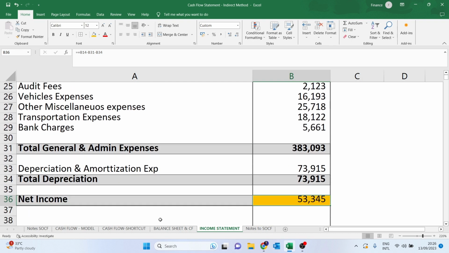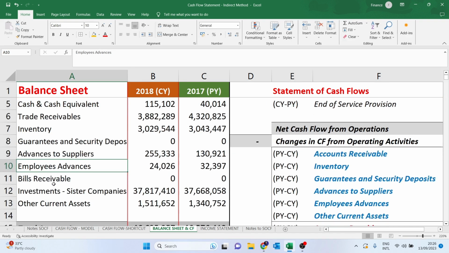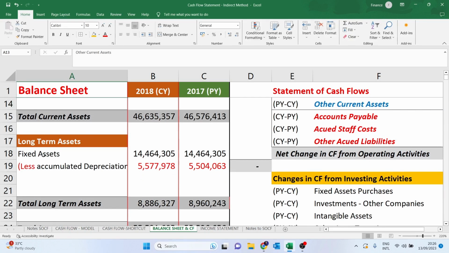Okay. Now we got the net income, and then we have an adjustment for non-cash items. So we need to identify which are the non-cash items in the balance sheet. Read your balance sheet, both years' numbers, carefully. Trade receivables, cash, inventory, guarantees, advances, employee advances, bills receivable, investments, other current assets: these are all our current assets. Here you can see the long-term assets, fixed assets, and accumulated depreciation.